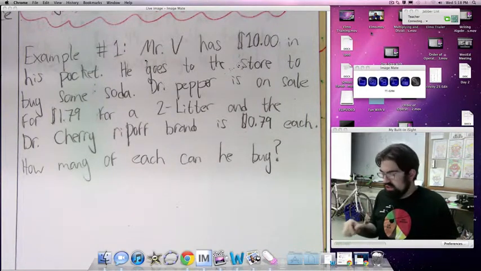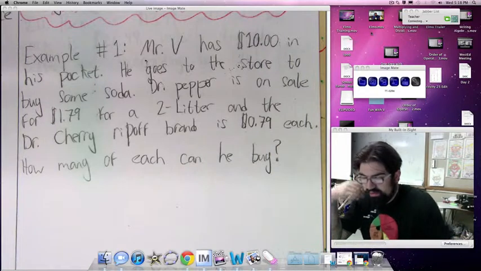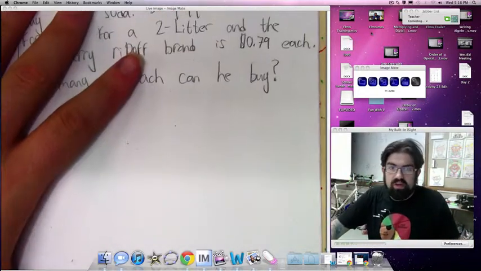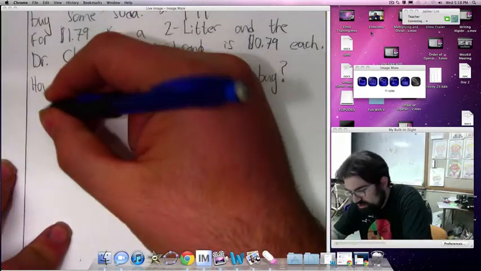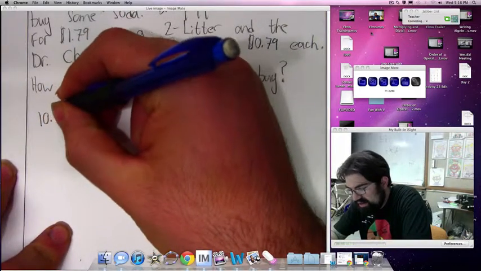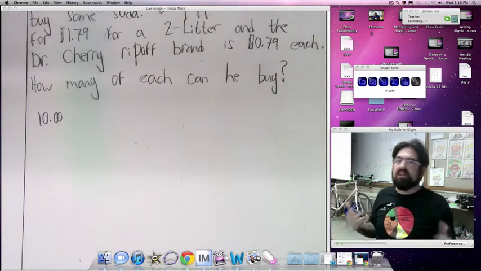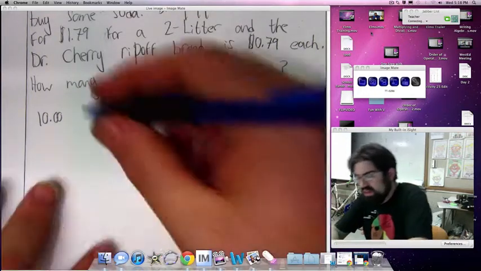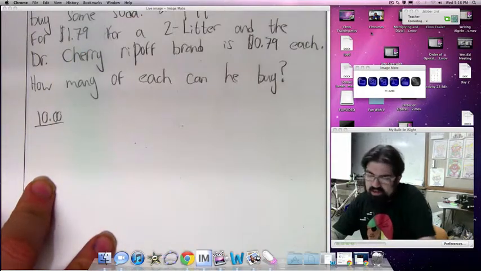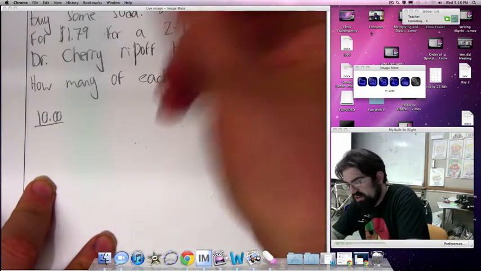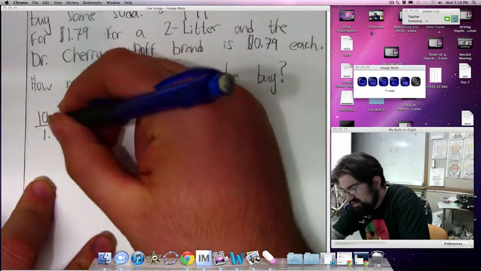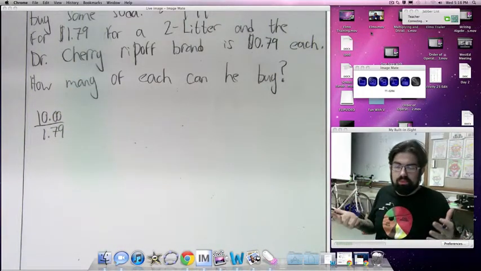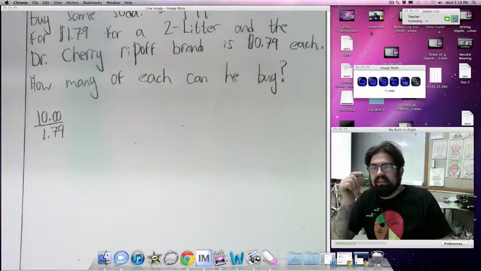Here we go. Let's think about how you would do this. Taking what we have, if I have $10, I'm going to divide the $10, and I'm going to put 2 decimals on it because it's money, right? Money has 2 decimals. And I'm going to divide by, well, let's look at the Dr. Pepper first. That is $1.79.